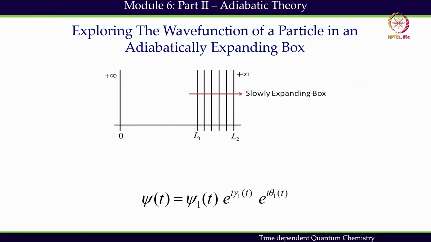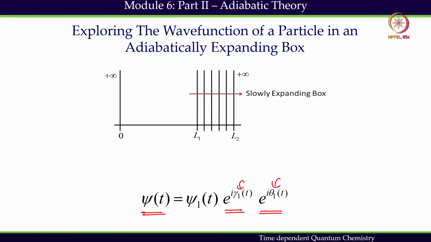So, we will go back to our one dimensional problem, and we have seen that the entire wave function at time t will be represented by this. Now we will explicitly calculate the expression for the values of the dynamical phase and the geometric phase for the given problem.